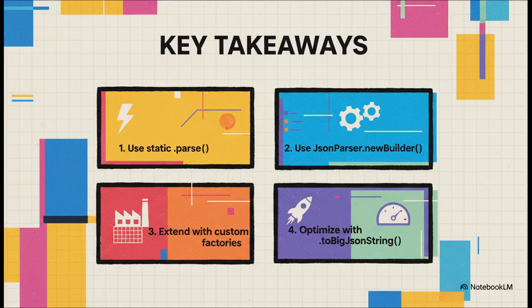All right, so let's recap the key takeaways here. Quick, simple job, use the static parse methods. Need more control and consistency? The JsonParser.newBuilder is your best friend. Want to make the library speak your app's language? Custom factories are the way to go. And if you're dealing with huge data, toBigJsonString is your performance booster.